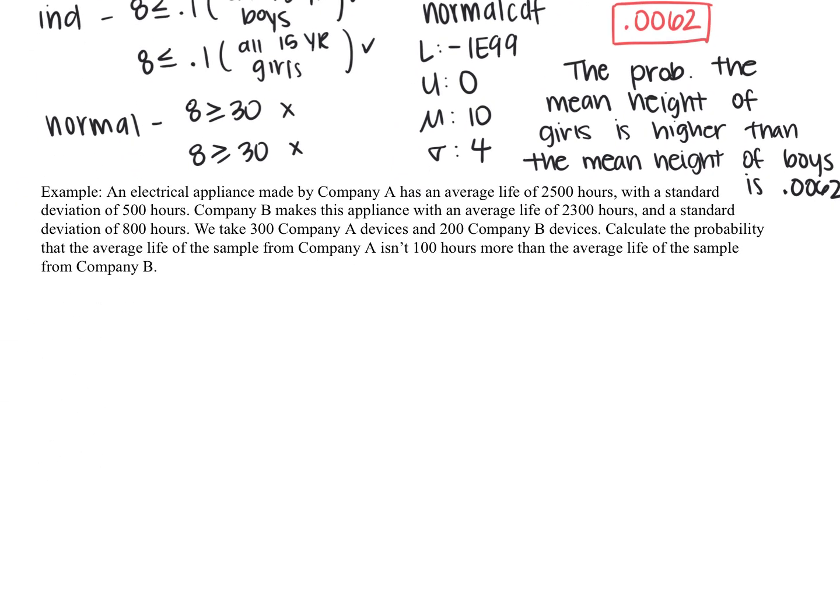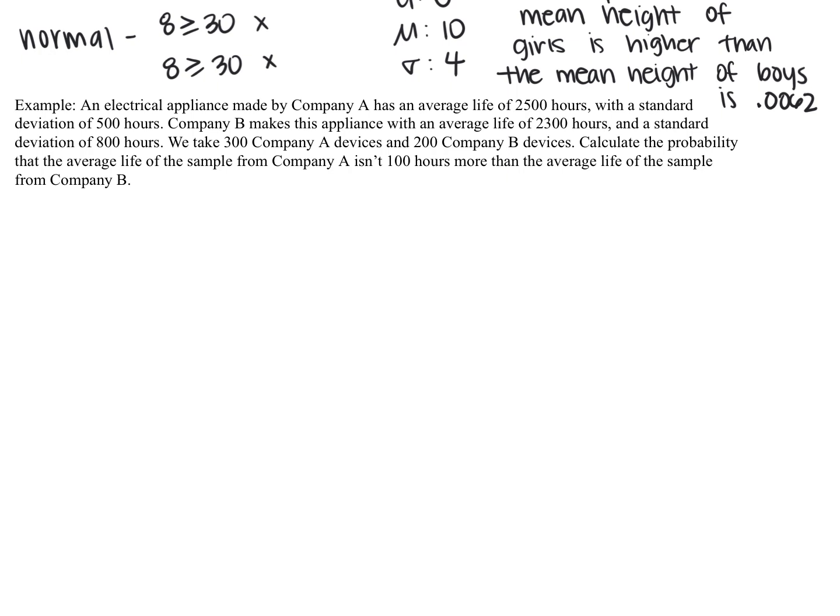So let's look at our last example. We have an electrical appliance made by a company A that has an average lifespan of 2,500 hours with a standard deviation of 500 hours. Company B makes this appliance with an average life of 2,300 hours with a standard deviation of 800 hours. We're going to take 300 Company A devices and 200 Company B devices, and we want to calculate that the average life of the sample from Company A isn't 100 hours more than the average life of the sample from Company B.